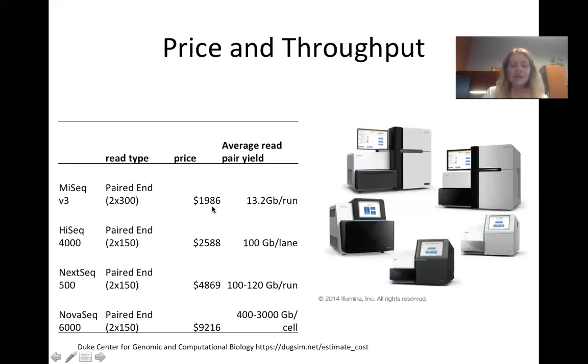I got these prices off of the Duke Center for Genomic and Computational Biology. They have a nice little price estimator. You can play with tons of different parameters. So these prices, I tried to do like one library vanilla DNA sequencing. But it's really easy to change these prices with different types of runs. So take these with a grain of salt. You need to go price out your own experiment.